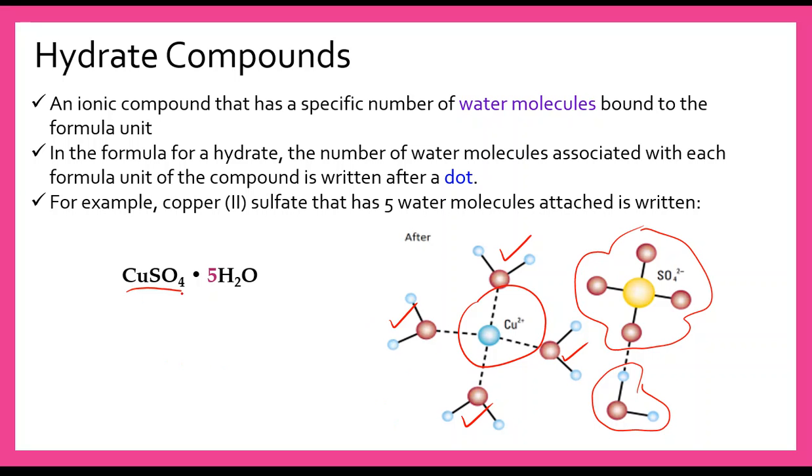It's always written with the ionic compound first, and then the coefficient that tells you the number of water molecules that have been attracted into the thing. With the dot in between, of course, the dot is basically saying the copper sulfate times the 5 waters.